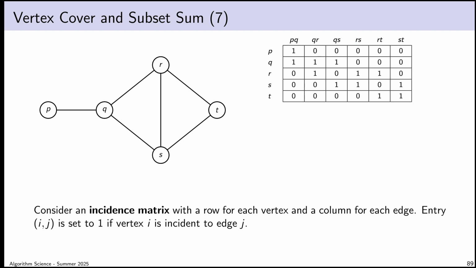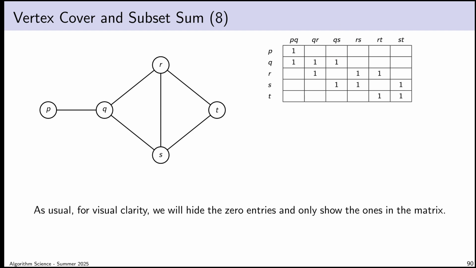And similarly, let's say the vertex QS does touch vertex Q, so this entry is set to a 1. Okay, so the entries of an incidence matrix are either 0 or 1, based on whether the vertex that corresponds to a particular row is incident to the edge corresponding to a particular column. Now, as usual when I draw matrices like this, I'm going to draw the 1 entries only, so all the other blank entries are understood to be zeros, just to make it visually easier to see the ones.